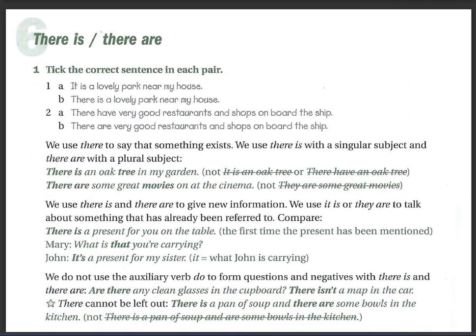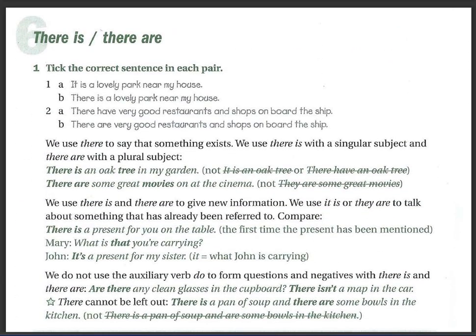Next lesson, lesson 6. There is, there are. Here we are going to talk about there is and there are. The questions. Check the correct sentence in each pair. Let's do it together. 1. A. It is a lovely park near my house. B. There is a lovely park near my house. What do you think? Very good. It's there is. Are you asking why? Don't worry, we will talk about it.